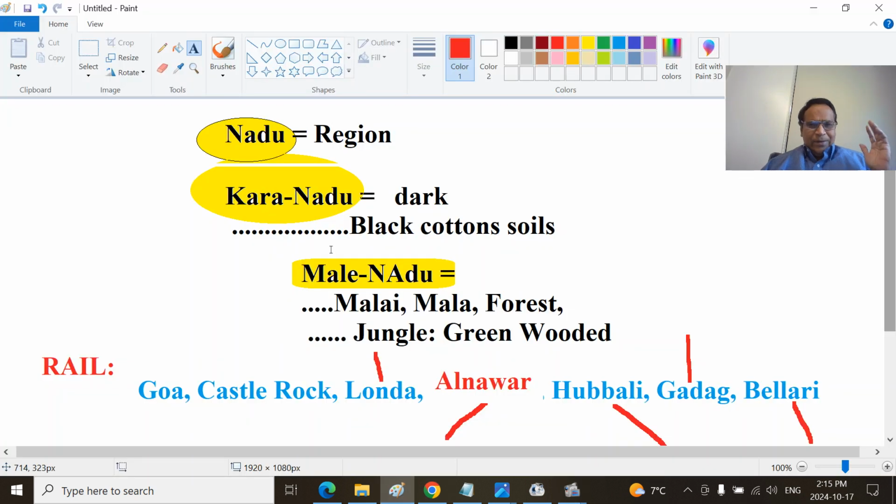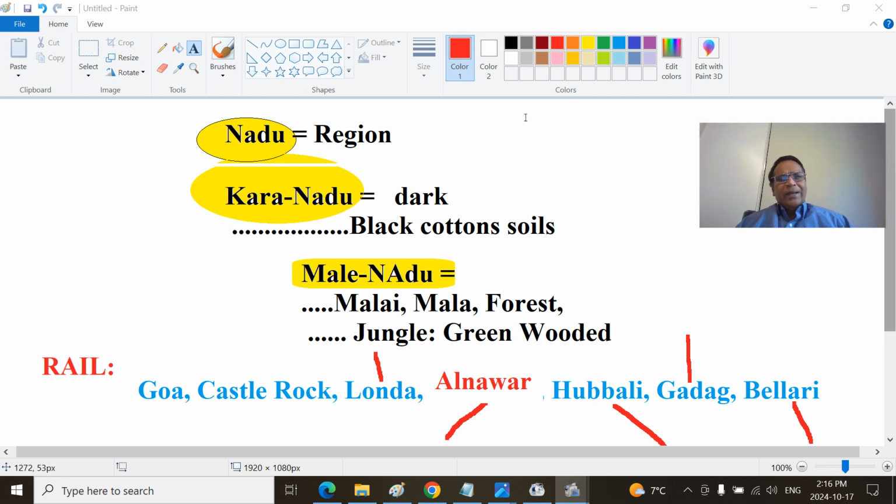Friends, the local term in Telugu as well as Kannada, the Kannada language: Nadu means a region, a broad geopolitical spatial entity. Kara means dark, the darker region, especially the Bayalu Seema, the eastern part of Karnataka, where black cotton soils are predominant. Allegorically, it means it is not that much wooded. Whereas Malai or Mala means forest region or jungle region, the green region, the wooded region. That is Malnadu, Malenadu. So Karanadu, Malenadu. Karanadu eventually became Karnataka. So that is about the Malenadu.